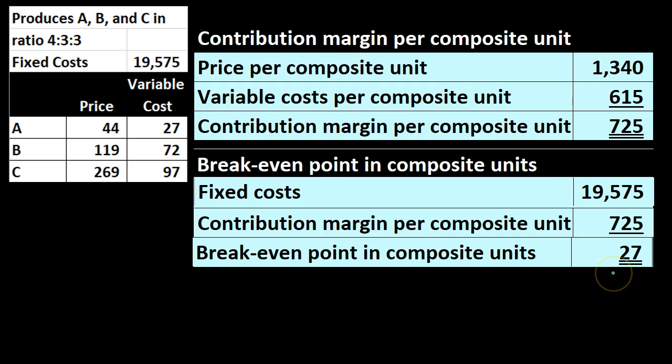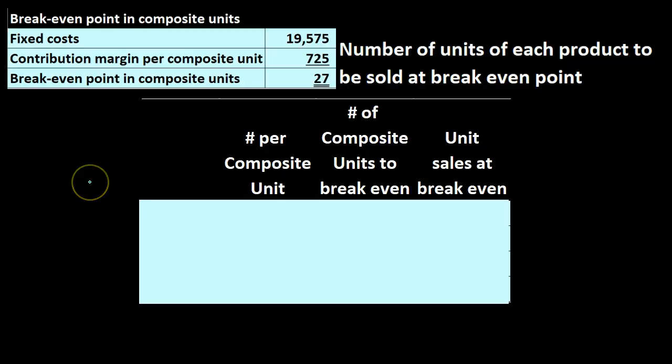So this is how many composite units we would have to sell. And remember, the composite unit is kind of like a conglomerate of the ABC units, as if they were basically one unit. We'd have to sell the 27 at the composite sales price that we figured out. But of course, in reality, we're not going to be selling 27 ABC units. We're going to be selling units A, B, and C, not for a composite sales price, but for the prices given here, 44, 119, and 269.